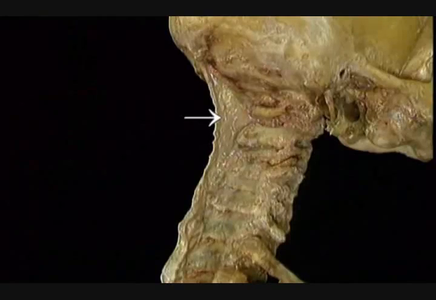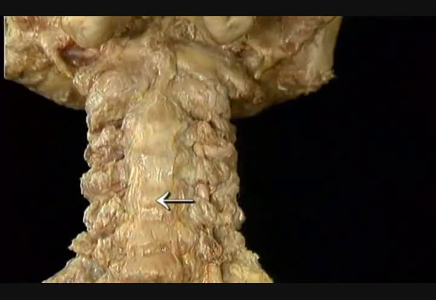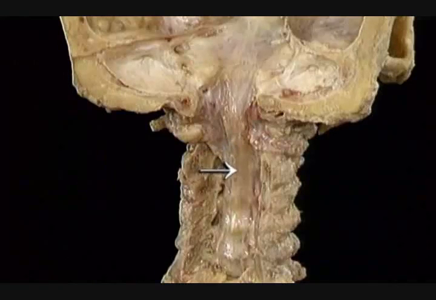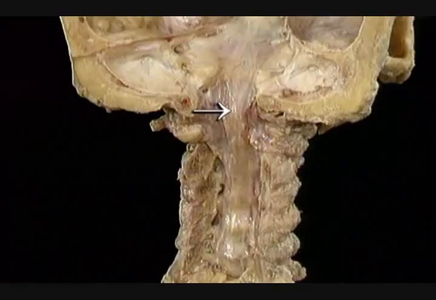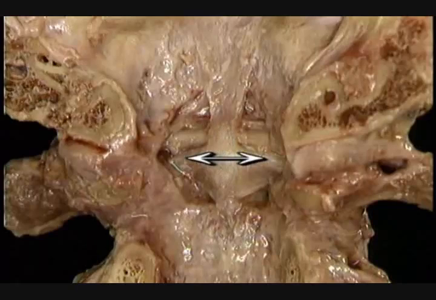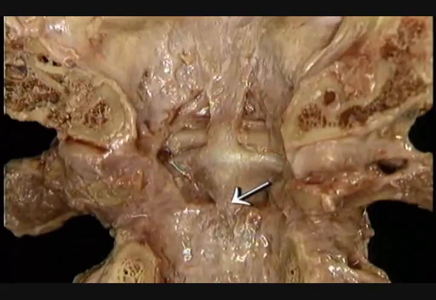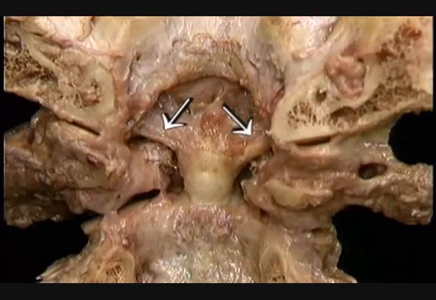Here's the nuchal ligament, the anterior longitudinal ligament, the posterior longitudinal ligament, and the tectorial membrane. Here's the cruciform ligament, consisting of the transverse ligament of the atlas, the superior band, and the inferior band. And here are the two alar ligaments.